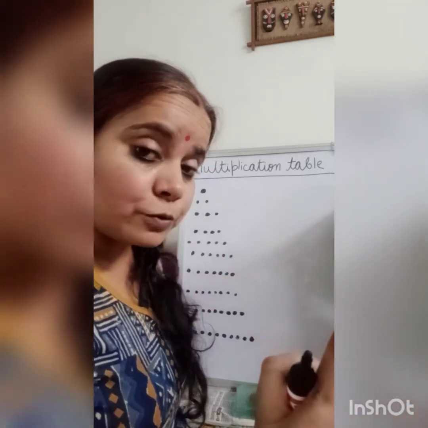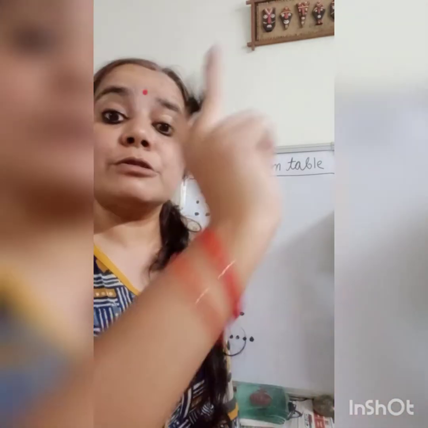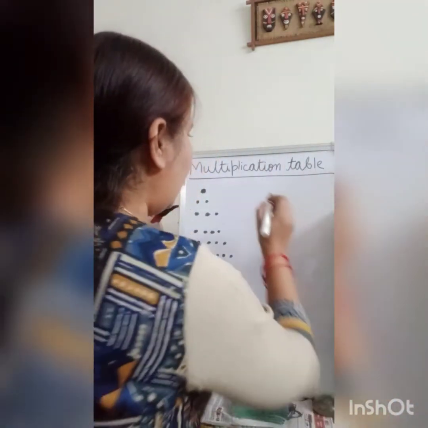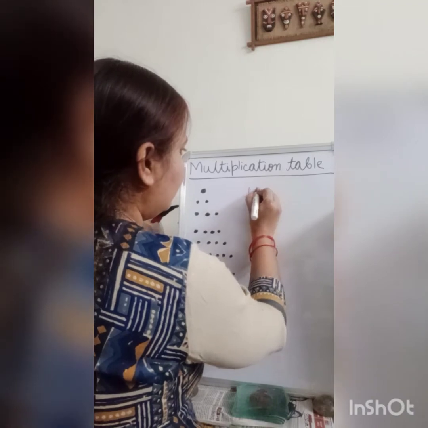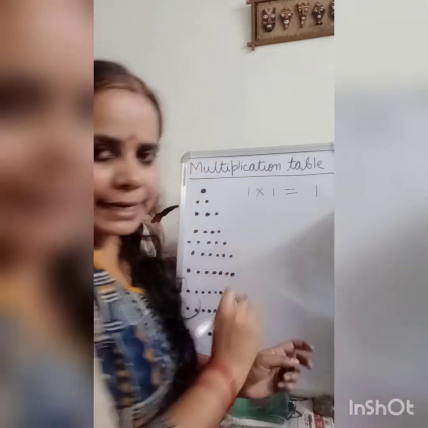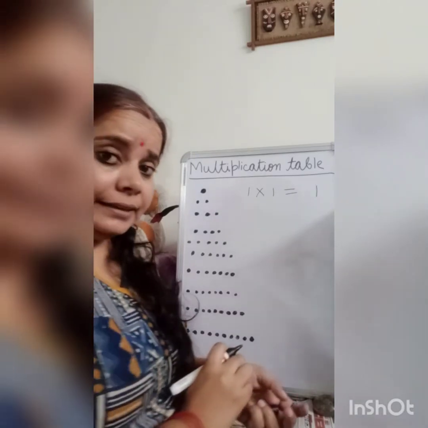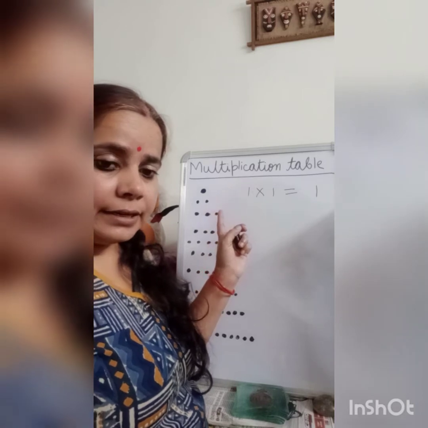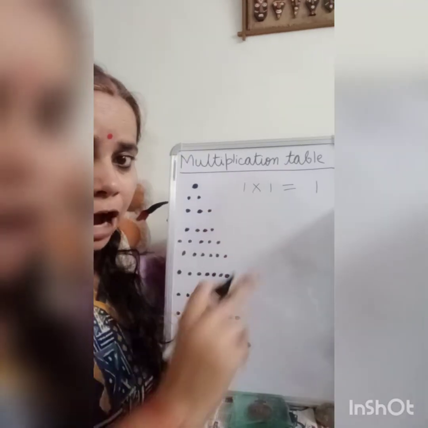So how is ma'am going to write it? 1 times 1. 1 times 1 is equal to 1. And that will be our table. Is that clear? And then for the second, see, how many dots are there?